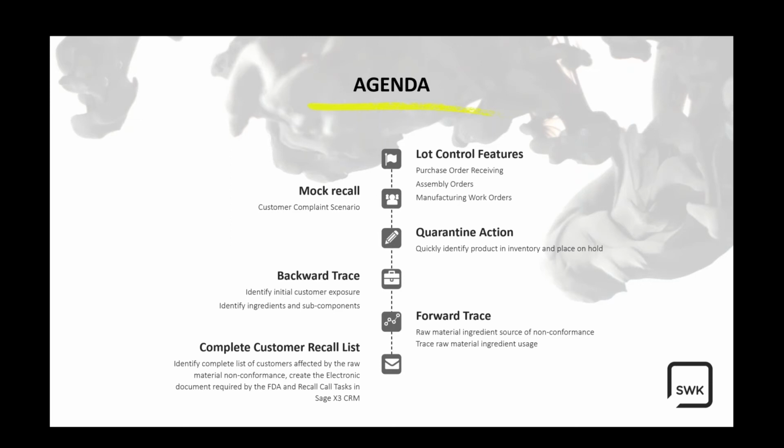In addition to that, we're going to set up recall call tasks in Sage CRM. What that does is then allows us to have our people start to contact the correct people at our customers, let them know what's going on, what the products are that are affected, the lot codes, et cetera, et cetera. So that's what we'll be working towards in this whole scenario today.